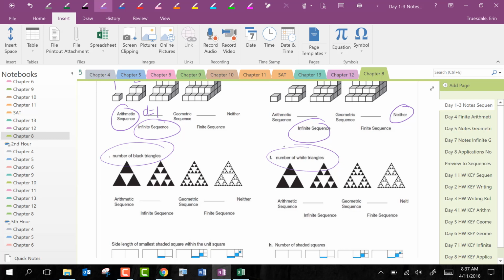Because eventually you're gonna reach the top, and then you can't draw anymore. So eventually you're gonna get to here, and you can't stack that way or anything, right?